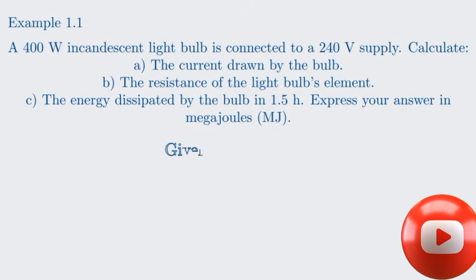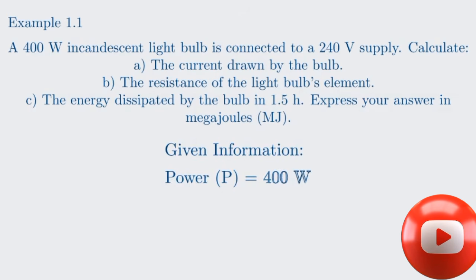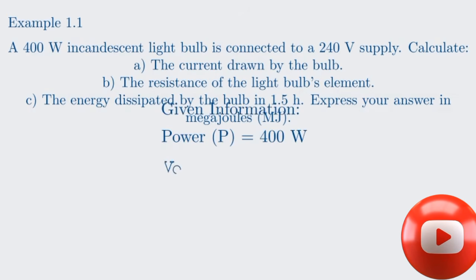First, the problem states the light bulb has a power rating of 400 W. This is a measure of how quickly the bulb uses energy to do its job, which is to produce light and heat. Second, it tells us the bulb is connected to a 240-volt supply. The voltage, or potential difference, is the push that gets the electric charges moving through the circuit.